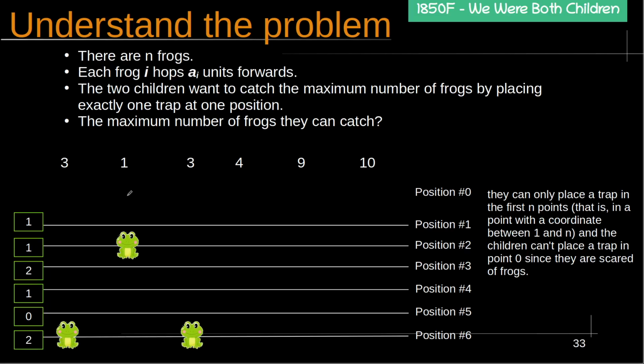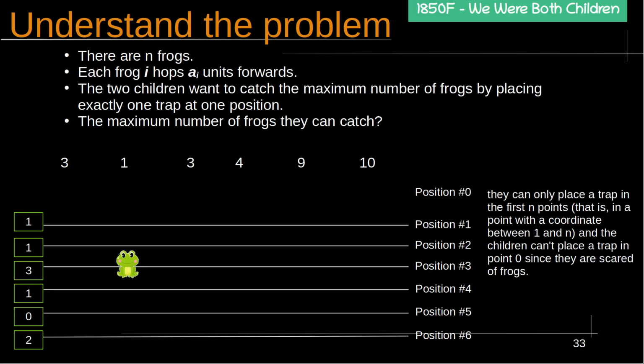Let's continue. Frog number 1 will hop another 3 units, so it will be out of range. Frog number 2 will be at position 3 because it can hop only 1 unit. And frog number 3, it hops another 3 units forward, so it will be out of range.